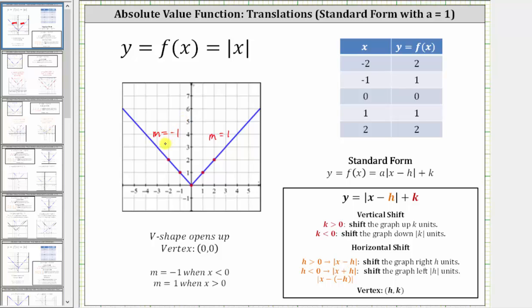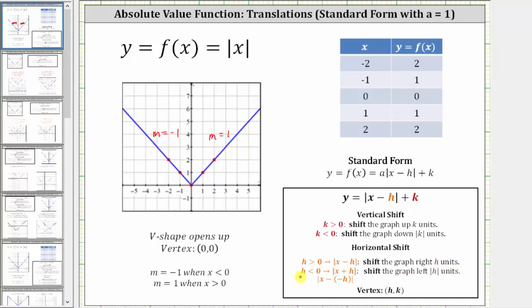Now going back to the form of the equation y equals the absolute value of the quantity x minus h plus k, the value of h will shift the graph left or right, and the value of k will shift the graph up or down. When h is positive or greater than 0, we would have the absolute value of x minus h. So when we have subtraction here, h is positive, and the graph is shifted right h units.